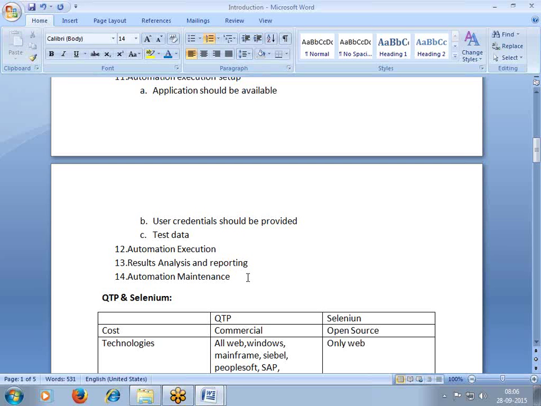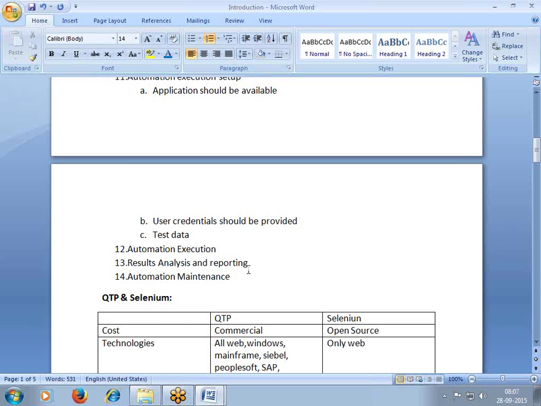automation scripts accordingly, according to the changes in the application, or in the functionality, or in the UI of the application. So you have to do some maintenance of our automation scripts after analyzing the failed scripts. If any scripts have failed due to changes in the application, the functionality, or the UI, then accordingly you have to modify our automation scripts. That is automation maintenance. So these are the steps involved in the automation testing lifecycle process.